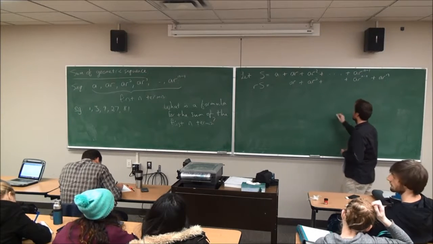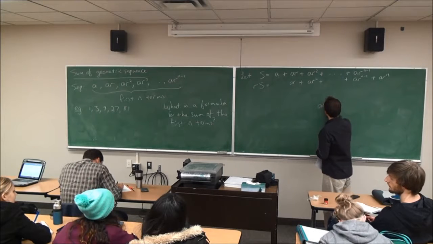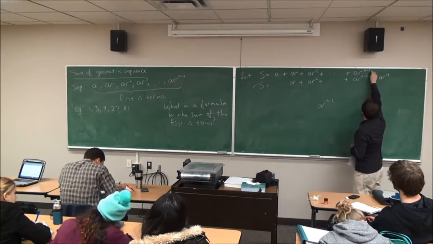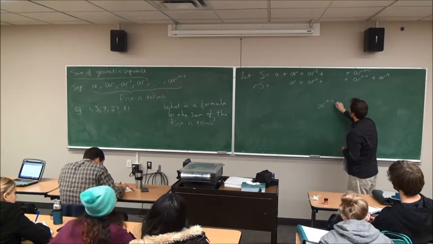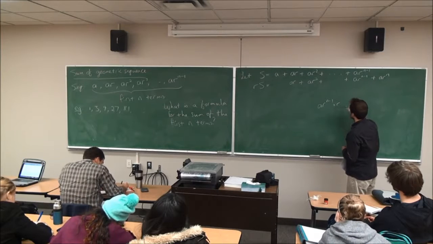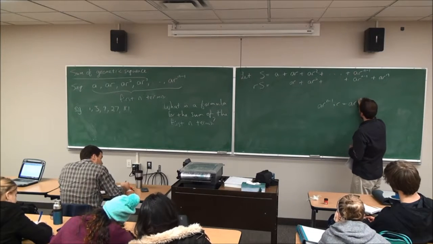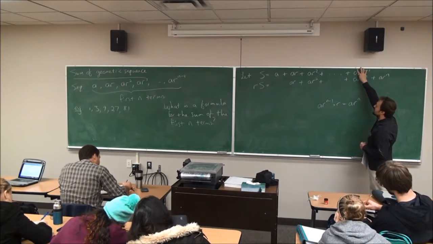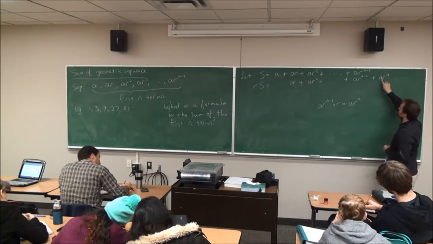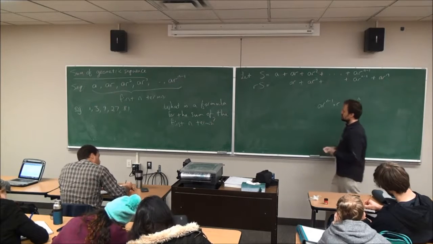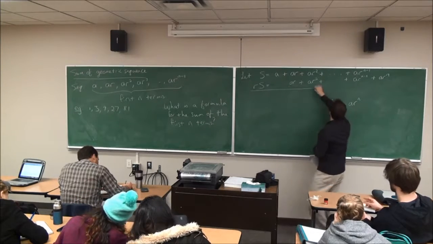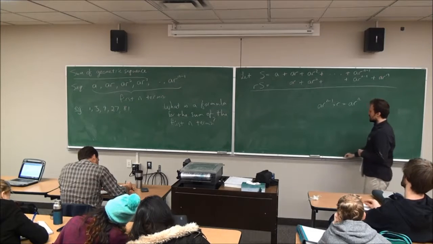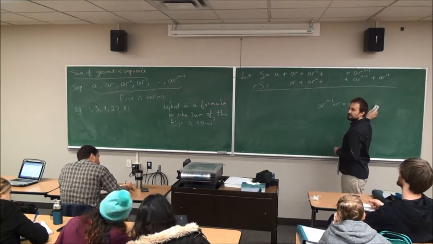Oh, sorry. Okay, wait, what was it? You just said a times r to the n minus 1 was this last one. Yeah. I multiply that with another r, so I get a times r to the n. Okay. So this was the last term here. I multiplied it by r, so this is the last term in this new guy. Now what I'm going to do is I'm going to subtract these. Can I erase this now? Yeah.